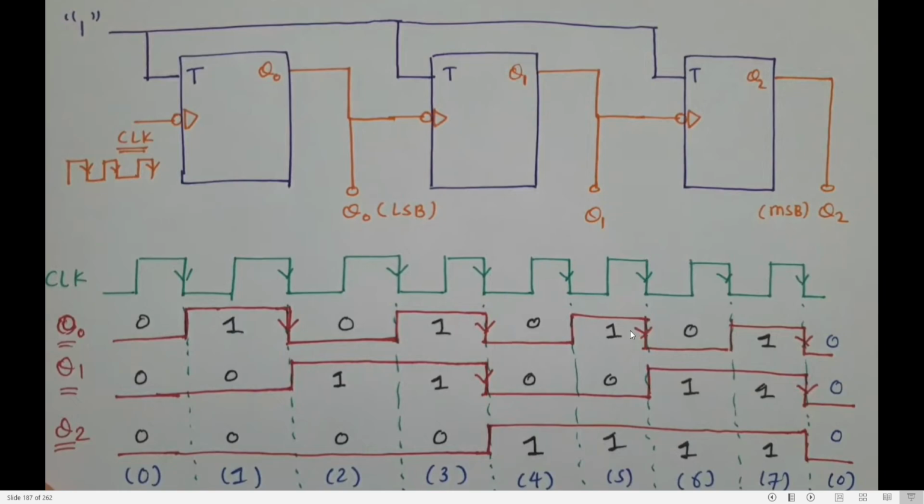Now I have got a negative edge. 1 is toggled to 0. I will be in the same state till I get a negative edge. 0 will toggle to 1. I will be in the same state till I get a negative edge. Now 1 will toggle to 0. I am done with Q0 now.